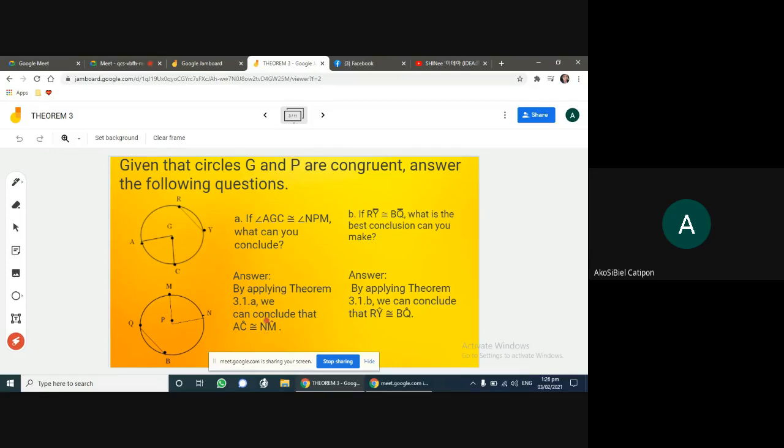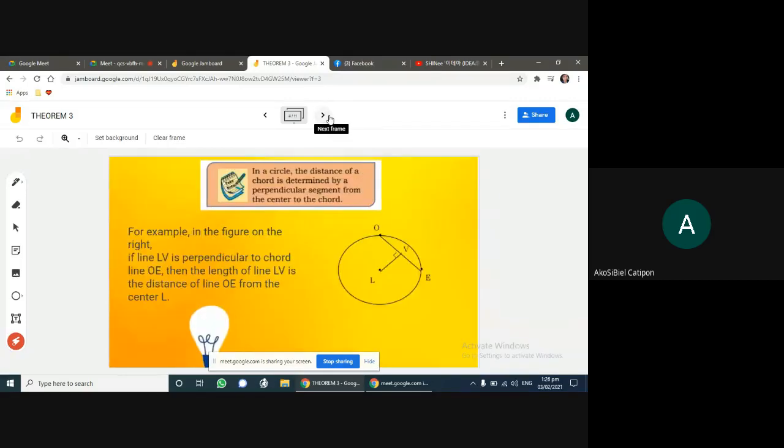And take note that in a circle, the distance of a chord is determined by a perpendicular segment from the center to the chord. For example, in this figure on the right, this is the chord OE and this is the line LV. If line LV is perpendicular to chord OE, then the length of the LV is the distance of line OE from the center L.